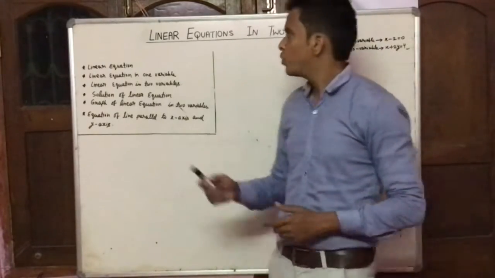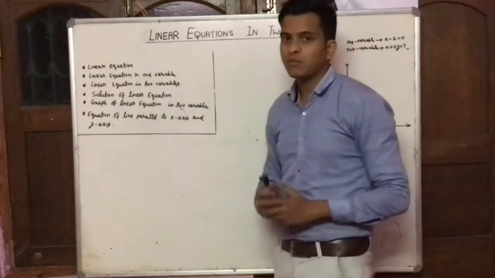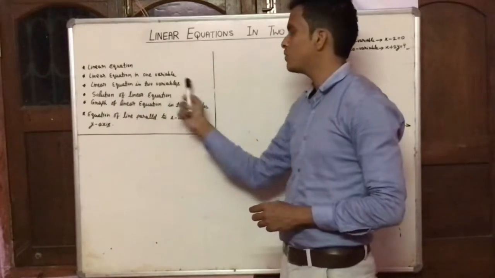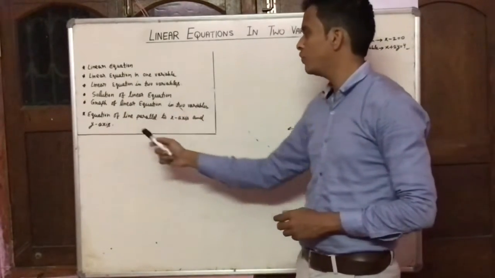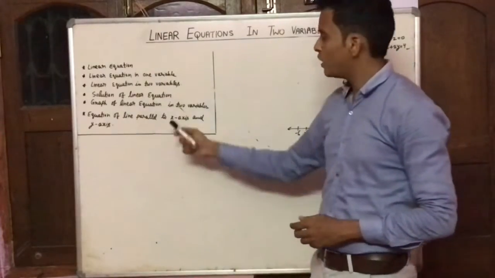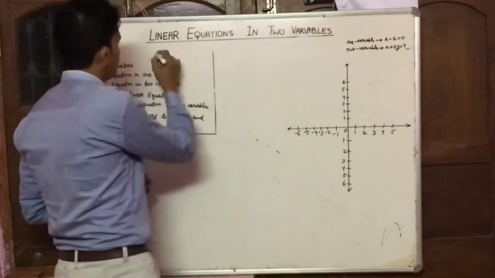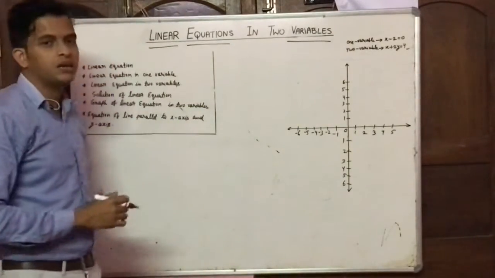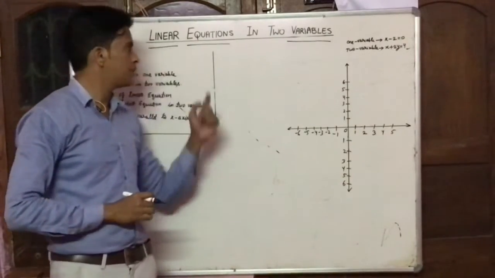In this video, I am going to discuss linear equation in two variables. The topics that I am going to discuss are linear equation in one variable, linear equation in two variables, solution of linear equation, graph of linear equation in two variables, and equation of line parallel to x-axis and y-axis. Here in this sentence we have three parts: linear, equation and variables. Linear means straight line. In this video, we are going to study about straight line.